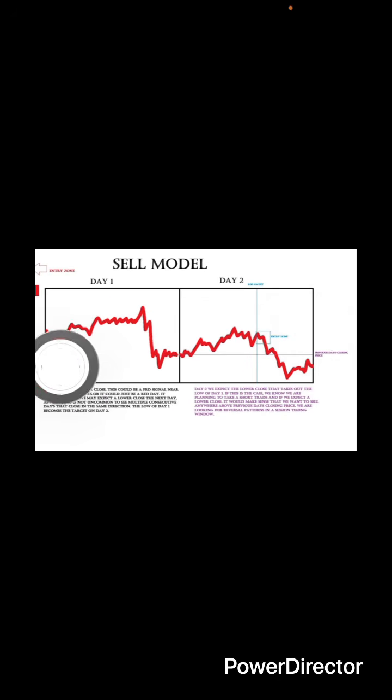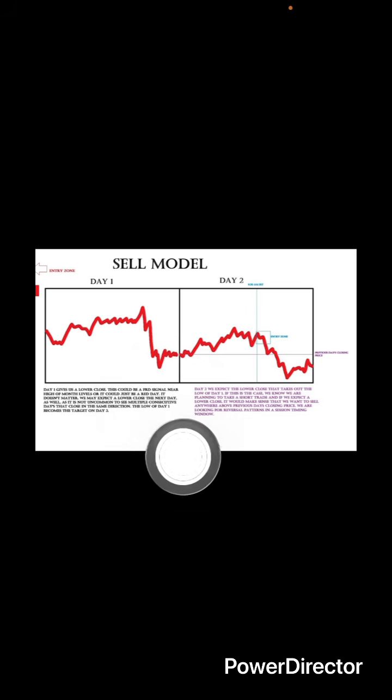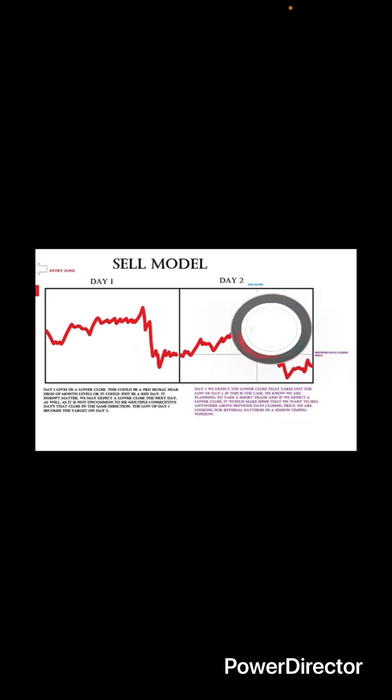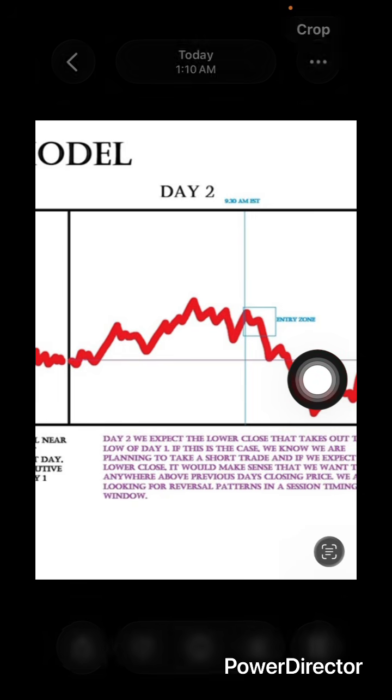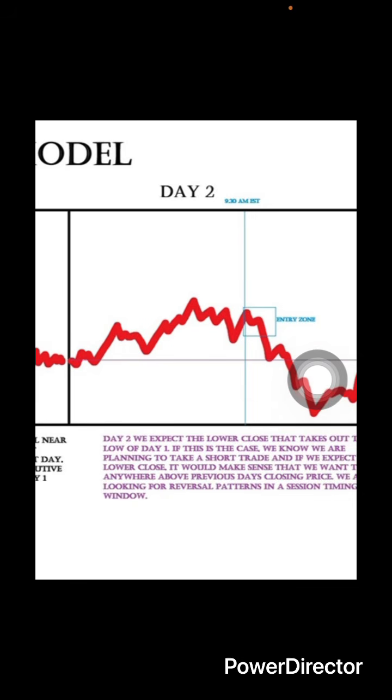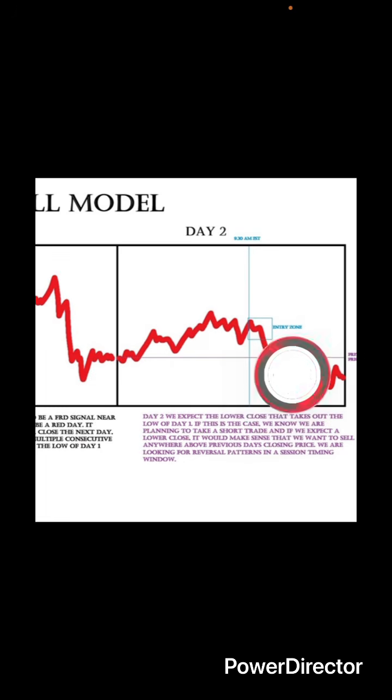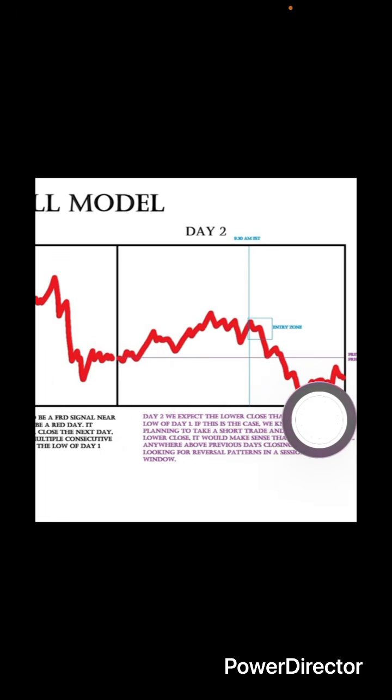So we can see that this day gave us a lower close, so we might just naturally expect the next day to also give us a lower close. And if we want to sell this market, we should want to sell it anywhere above the previous day's closing price. So we're looking for this market to pump up into a session timing window, give us a reversal signal, and start to sell off. And we are targeting the previous day's low, or even a little bit just beyond that, man.